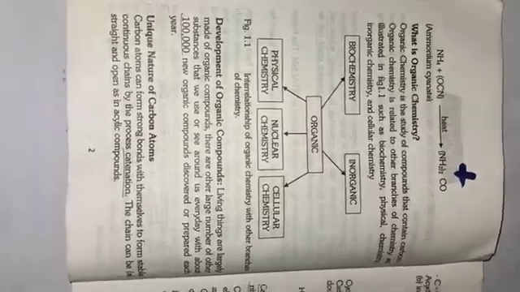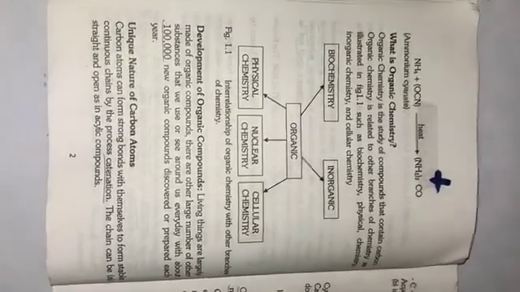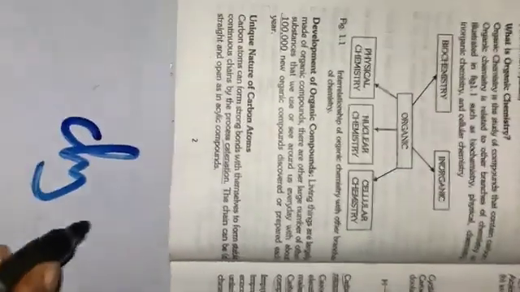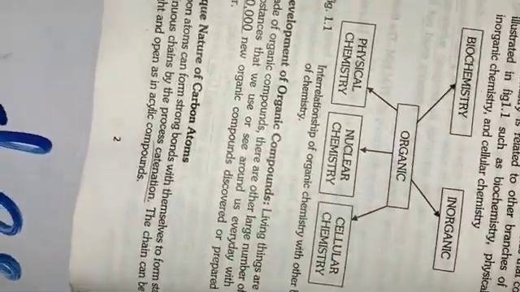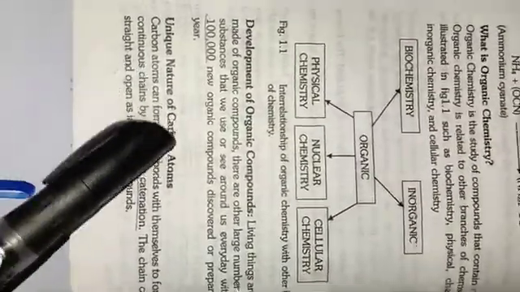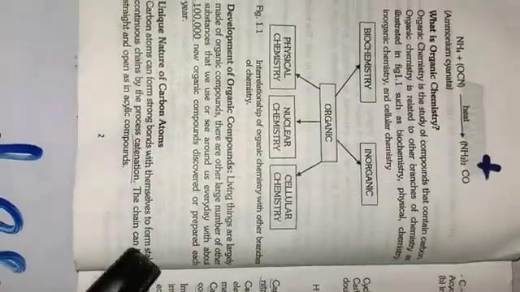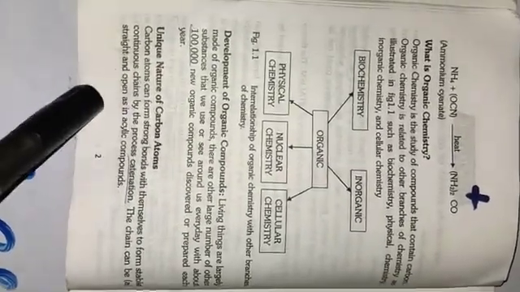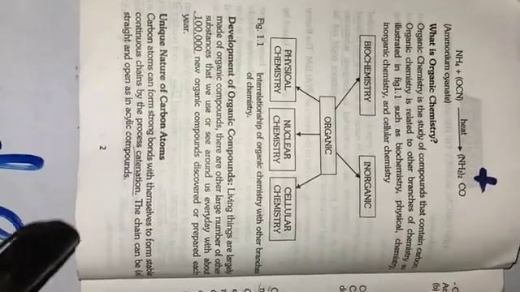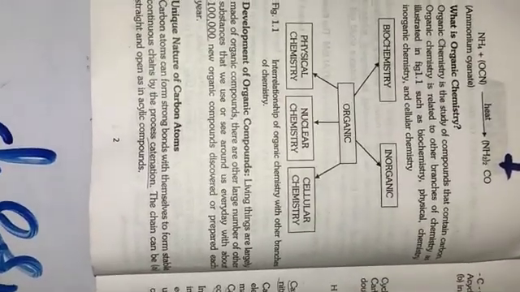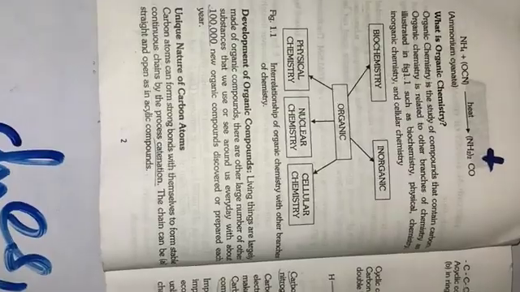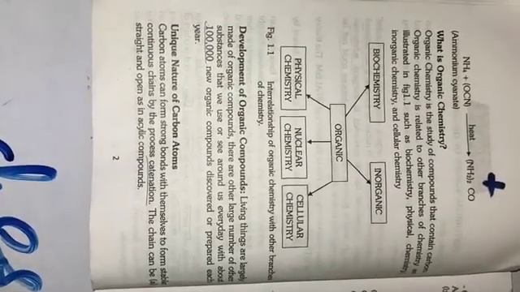Examples of this, like we've seen before, are things like dyes and plastics, and other compounds that are still coming into existence. The unique nature of carbon atoms: carbon atoms can form strong bonds with themselves to form a stable continuous chain by a process called catenation. So catenation is a process whereby carbon atoms join together to form a strong, stable, continuous chain.